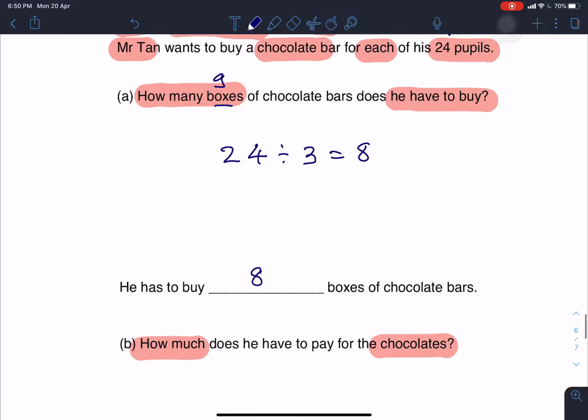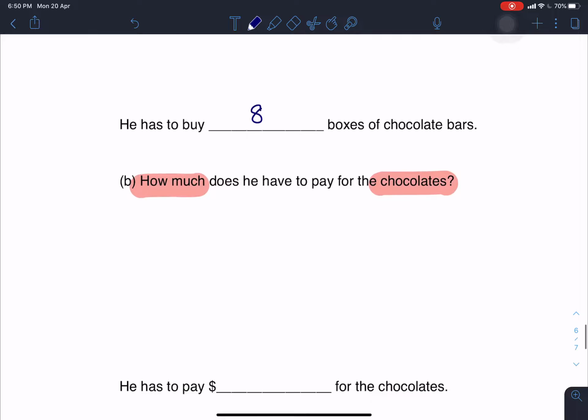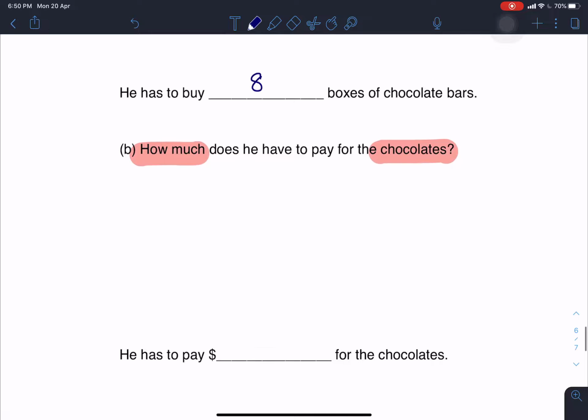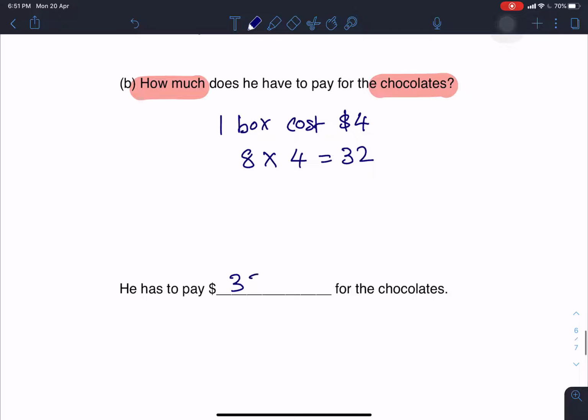Okay, so going back to the question, a box means one box. It costs $4. Now we know that he has to buy 8 boxes. So if one box costs $4, we want to find 8 boxes. We do a multiplication. So it's 8 multiplied by 4, which gives you 32. So he has to pay $32 for the chocolates.